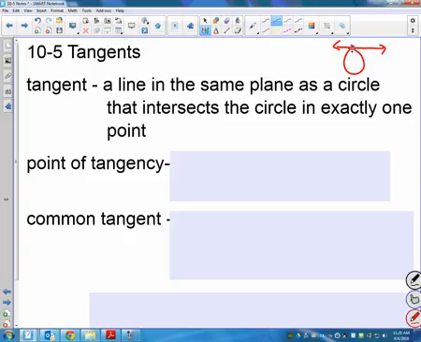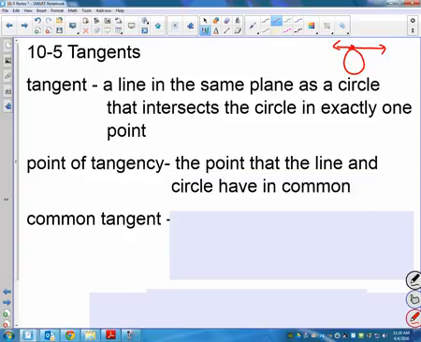The point of tangency is that point where the line and the circle touch. The point that the line and the circle have in common.